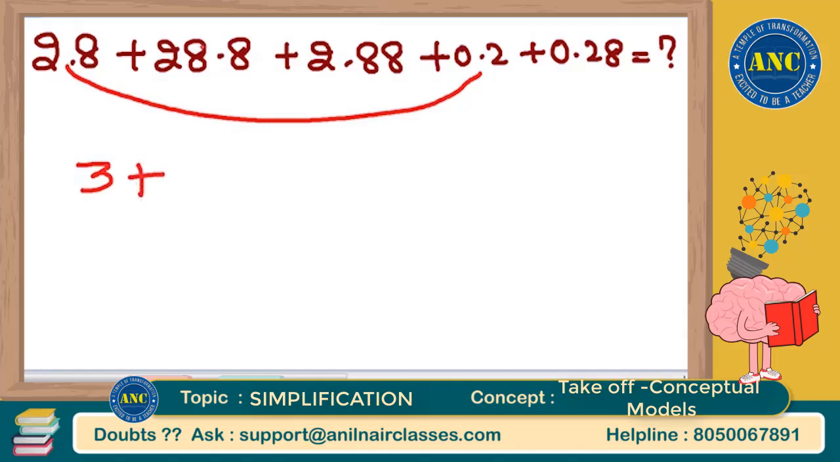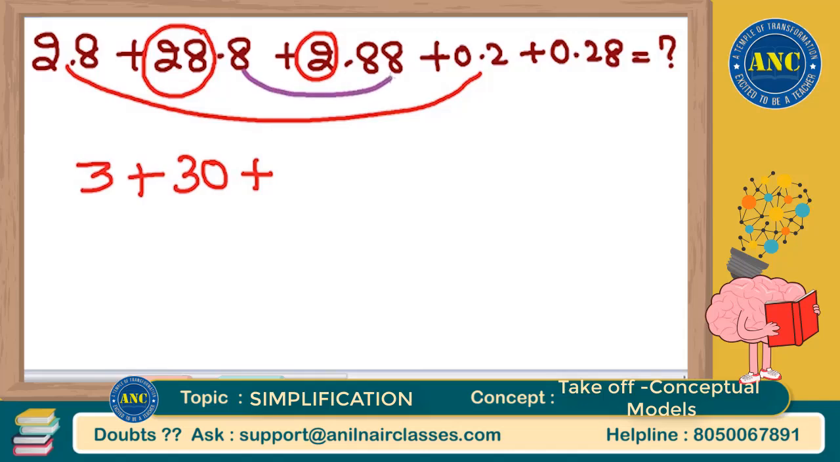Can I also say that if I add the whole numbers, 2.8 plus 0.2 is anyway 3, right? What else can I add? I can add 28 plus 2. This will give me 30, which is again a fancy number. And then I am left with only decimal values as of now.